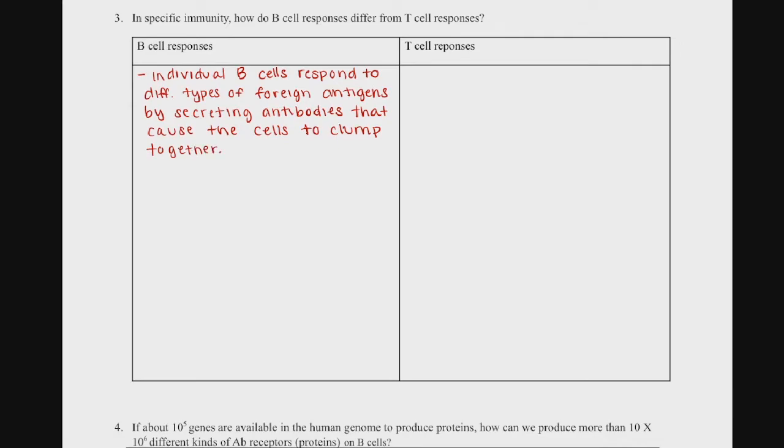So what this does is the clumping, or what's called agglutination, or to agglutinate. Agglutination basically tags or identifies the antigen for removal by phagocytes or macrophages.